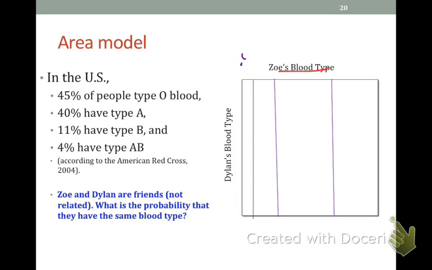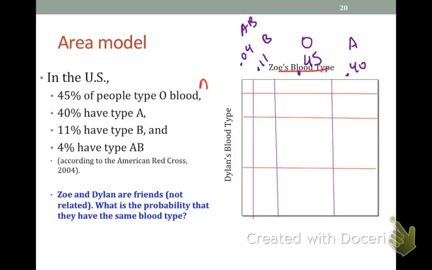types could be. So we'll start off with Zoe's, and we know about 4% is AB, and I'm trying to make it kind of to scale. 11% is B, 45% is O, and another 40% is type A. So that would be the breakdown for Zoe's blood type.